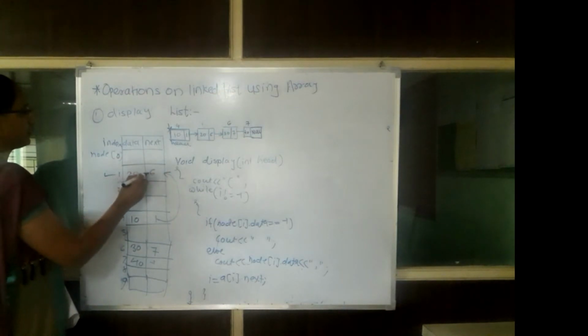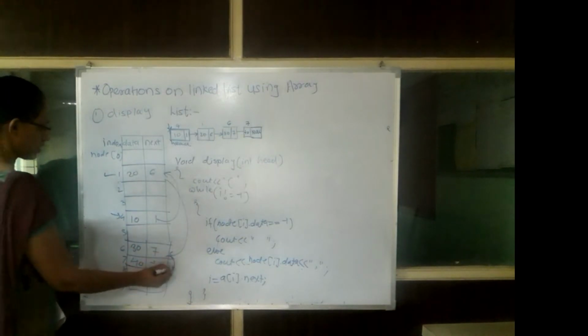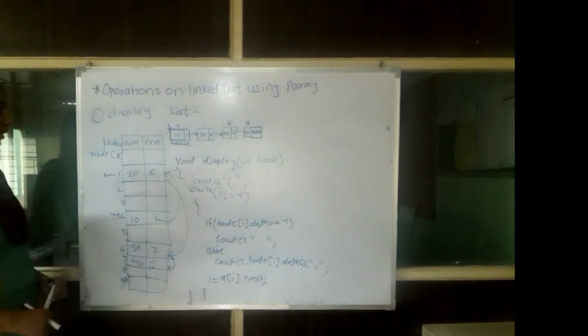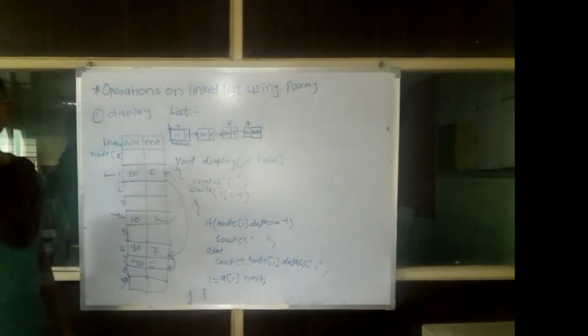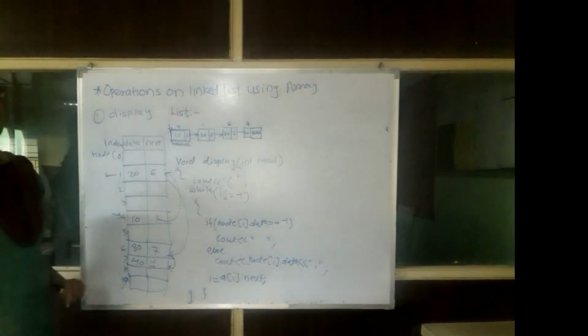Now here 20, next pointer is 6, so it will point here to 6, then 7, and -1 means the end of the list, that is null. Okay, this is the memory representation of this list using array.